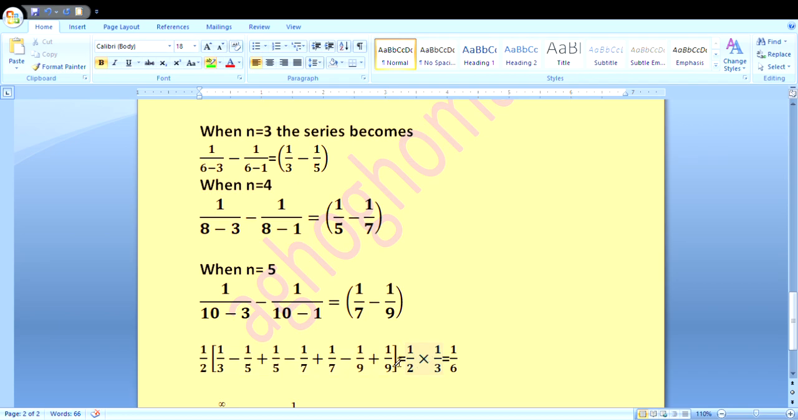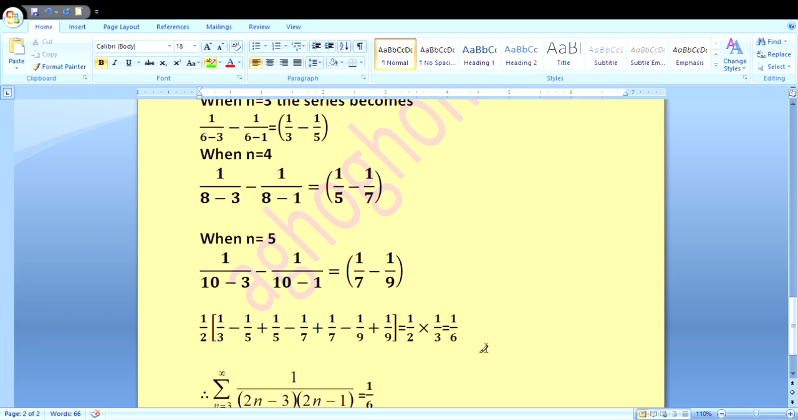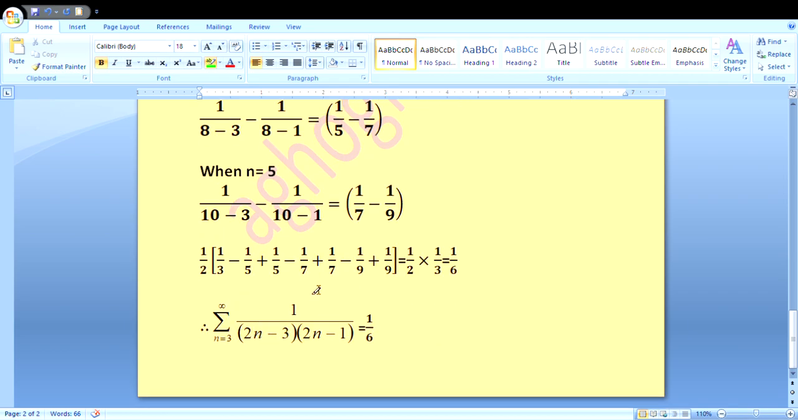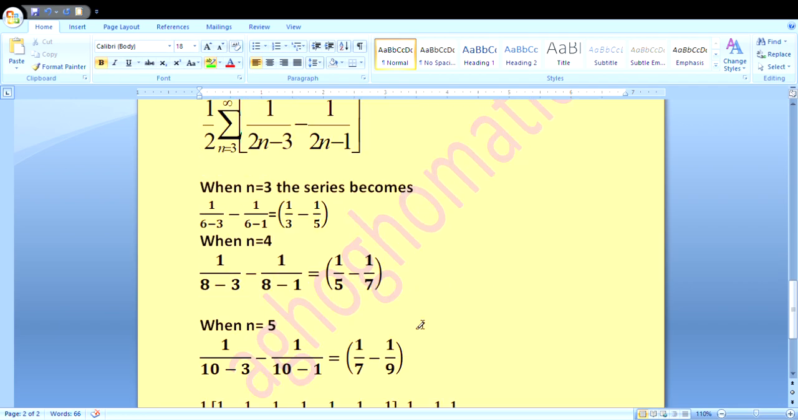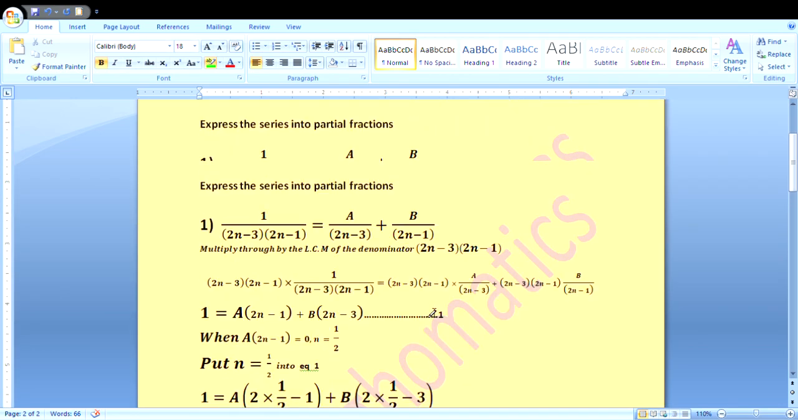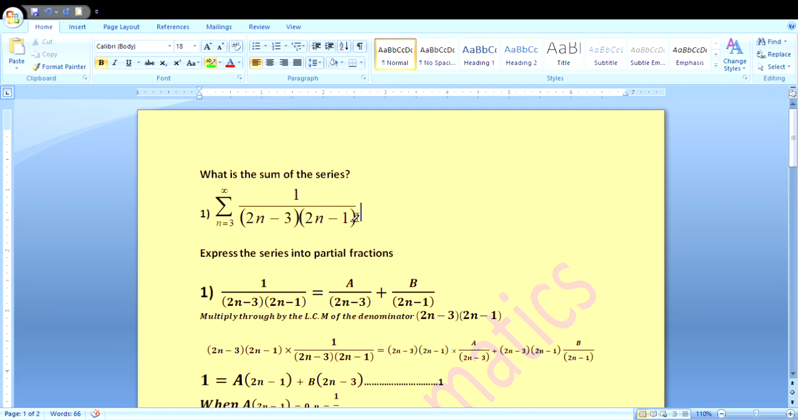So we'll be left with 1 over 2, which is the constant outside, multiplied by the only term that is left there, which is 1 over 3. So the sum of the series becomes 1 over 6. 1 over 2 times 1 over 3 becomes 1 over 6. Therefore, the sum of this series is equal to 1 over 6. Once a series of this nature is given, all you need to do is to express the series as partial fractions. Once that is done, everything becomes easy.